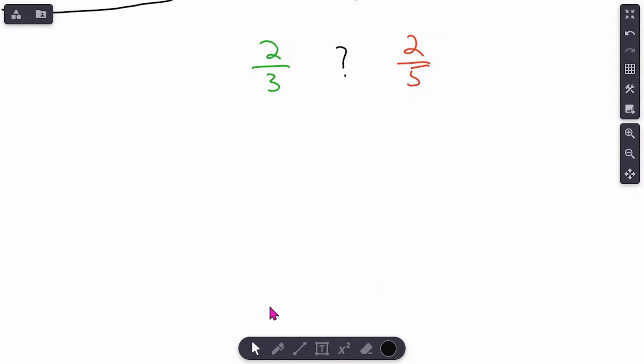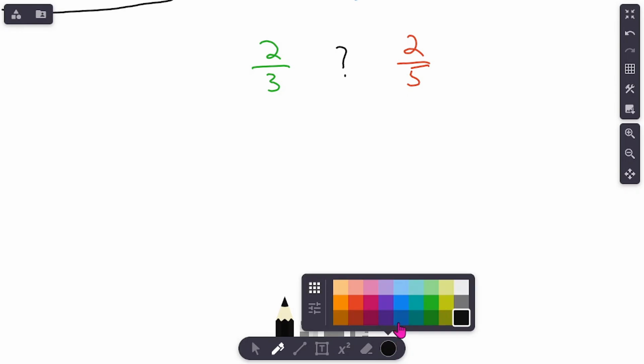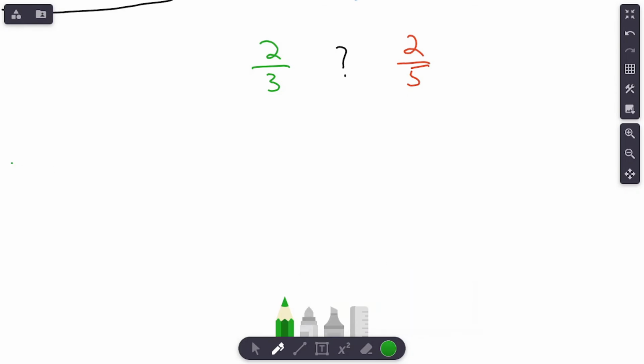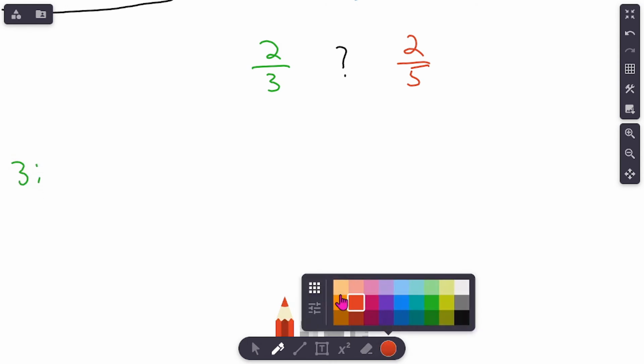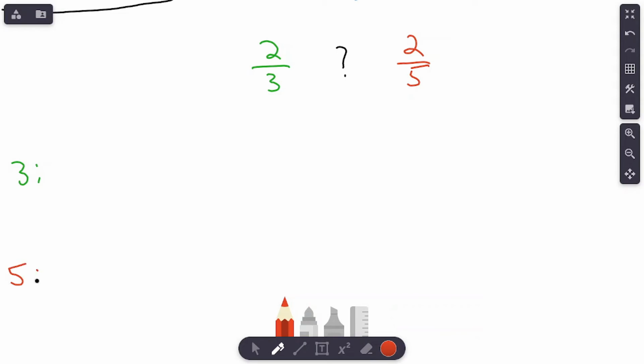Final problem I have for you today. We've got 2/3 and 2/5, and I'm going to run through this one. Feel free to pause me at any point. Try it on your own. But first thing I noticed was that the denominators are not the same. So because of that, it's going to make it a little bit hard for me just to look at them and compare. Okay? I'm going to create equivalent fractions for the green fraction and for the red fraction, but I'm going to make sure their denominators are the same.